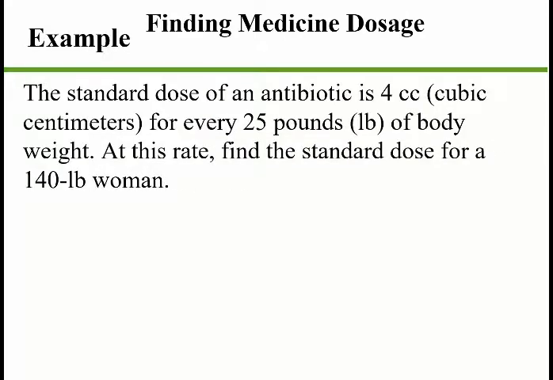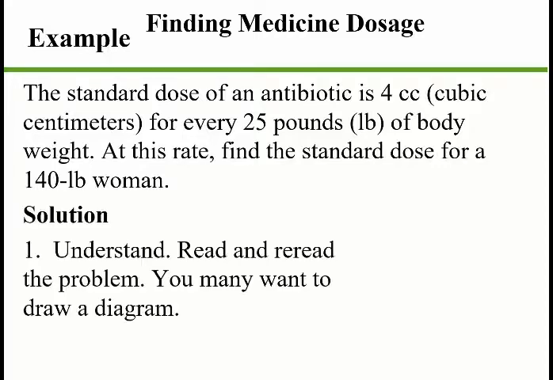All right, let's do another one. The standard dose of an antibiotic is 4 cc's, or cubic centimeters, for every 25 pounds of body weight. At this rate, find the standard dose for a 140-pound woman. All right, so the first thing we're going to do is understand. We're going to read and reread the problem here, and you may want to draw a diagram.